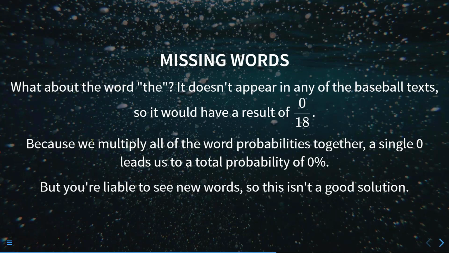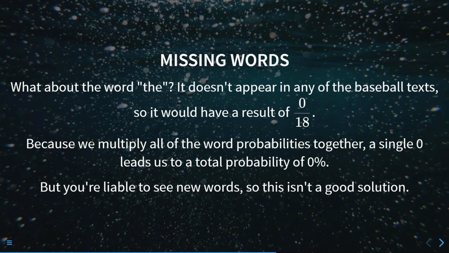Well, if I do the same thing with business, the word through doesn't appear once. So business is 0%, baseball is 0%. Basically, our model is saying it's not anything. I can't classify it. But the problem is you're liable to see new words.